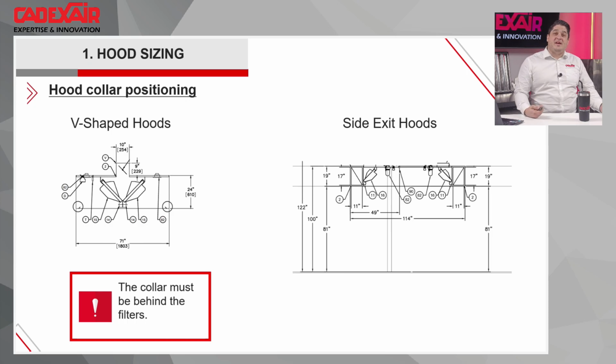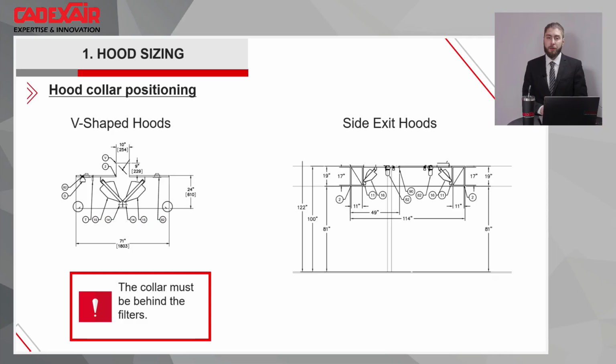So what we need to understand is, if you have a Type 1 hood, your filter always needs to be in front of the dog collar. The dog collar needs to be behind the filter. And for more information on the types of hoods, please feel free to see our previous webinar where we mention all the different types of hoods as well.